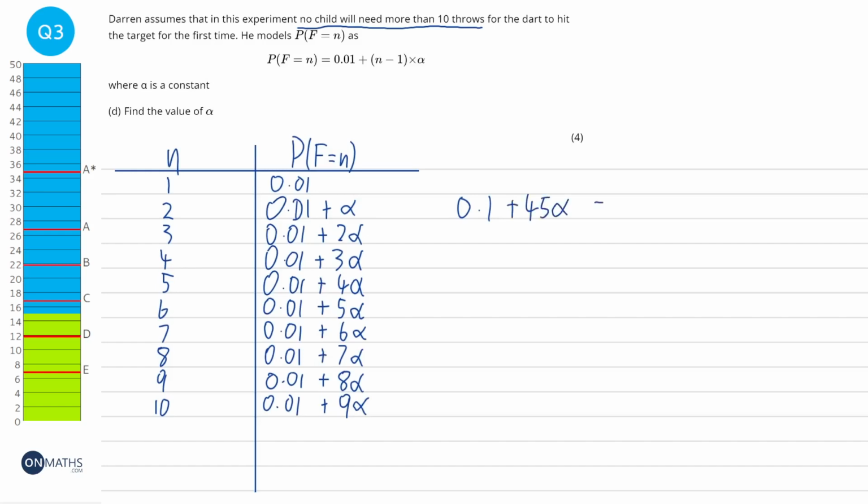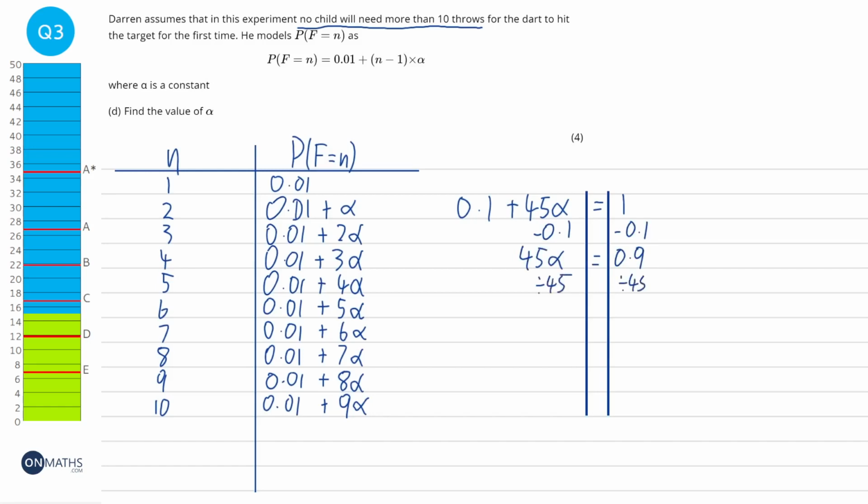And we already know that that's going to equal 1 because, as I said, no child will need more than 10 throws. So we're just going to put our lines in and solve this. So we're going to take away 0.1 both sides. And we get 45 alpha equals 0.9. And we're going to divide by 45 both sides. So alpha will be 0.9 divided by 45, which will be 1 over 50.